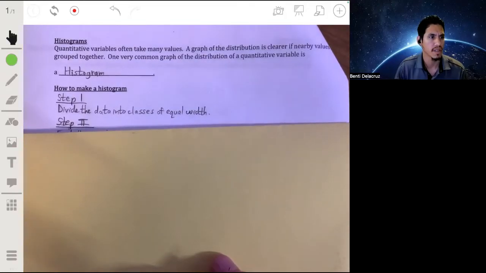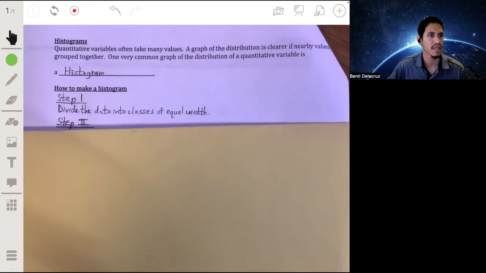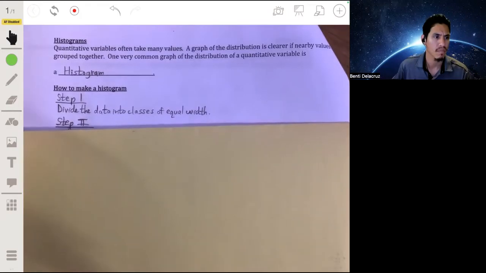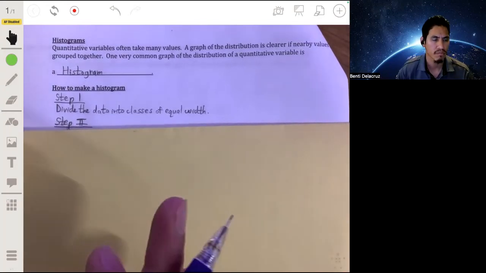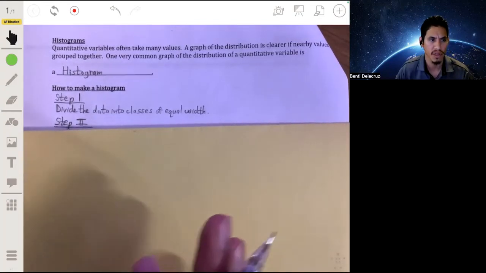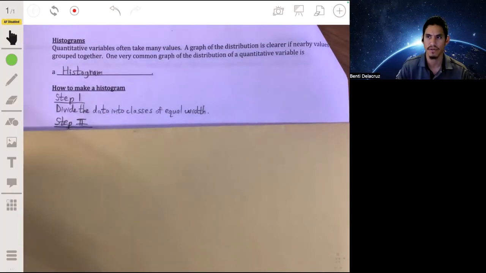Okay, so in this part of the lesson, we're going to look at how we create histograms and when it makes sense to actually create histograms. Histograms are a really common graph, and you probably have seen several of them just through your everyday life. They're similar to bar graphs, except they're going to measure quantitative variables instead of categorical.